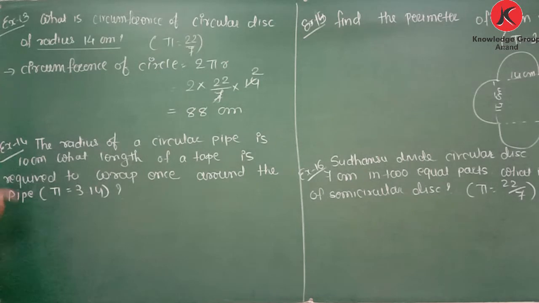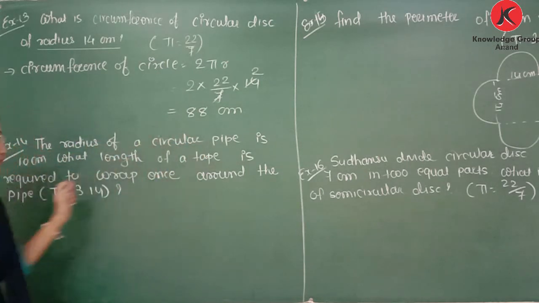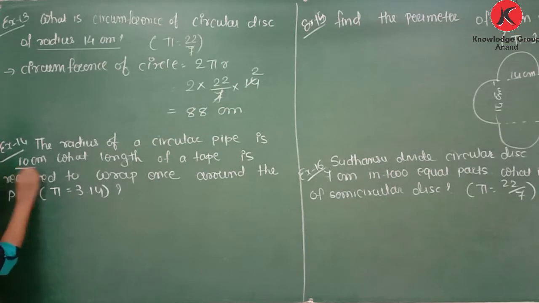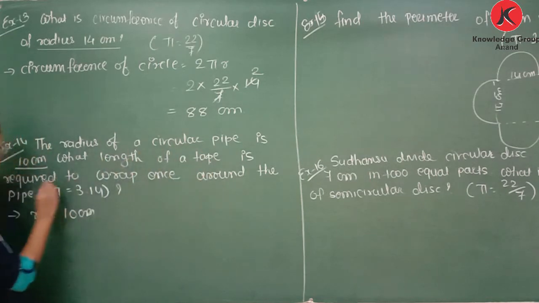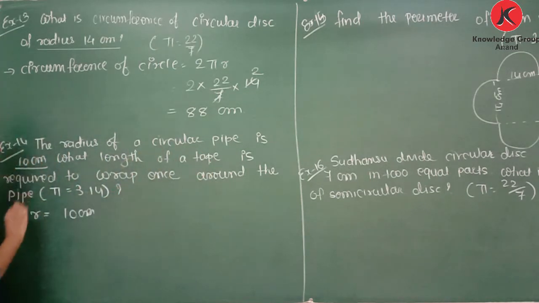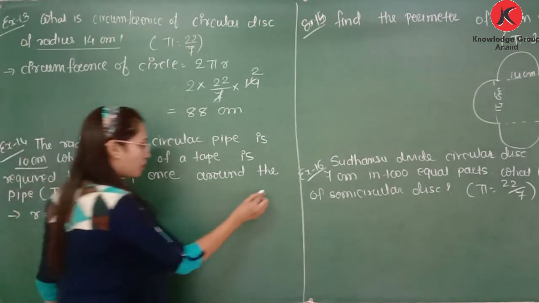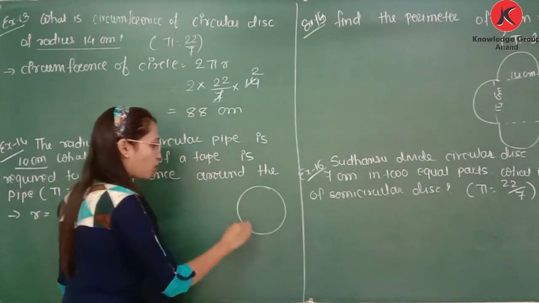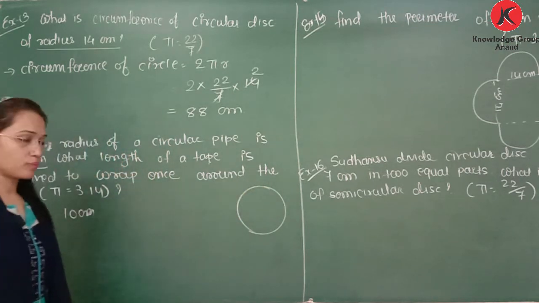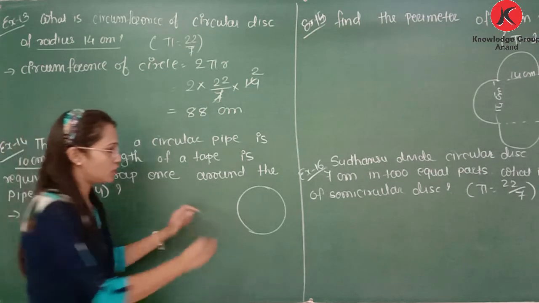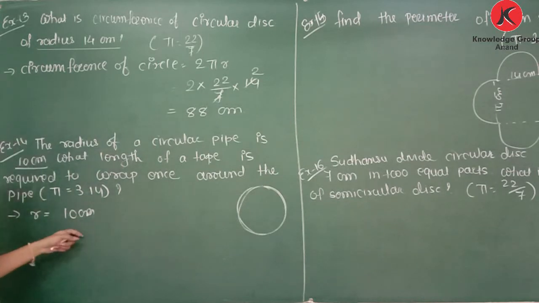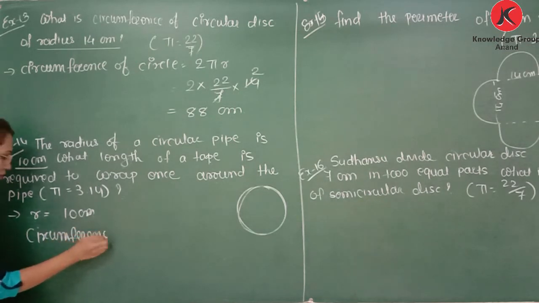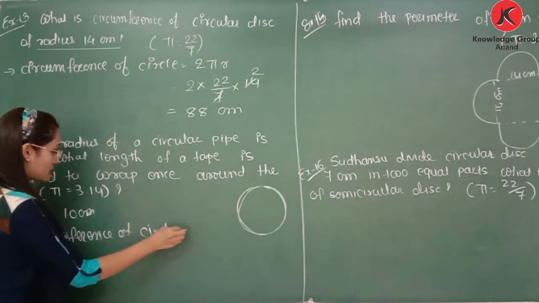Clear? Now next one. The radius of a circular pipe is 10 cm. So radius is given, 10 cm. So we can write r as 10 cm. What is the length of tape required to wrap once around the pipe? So if we take one circular pipe and we need to wrap one tape on the outer boundary of this pipe, so that is what? Circumference. So here we need to find the circumference of the circle, or you can say circular pipe.